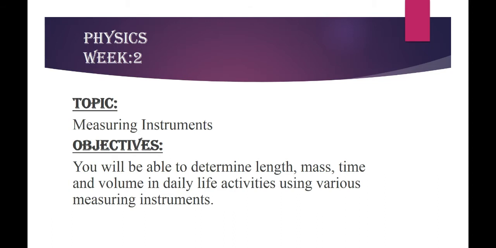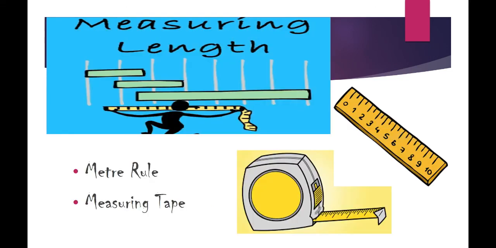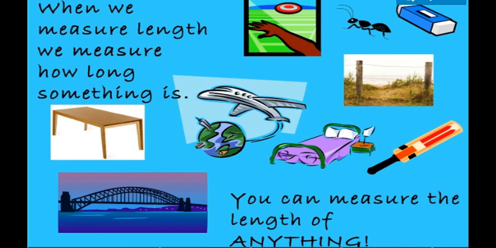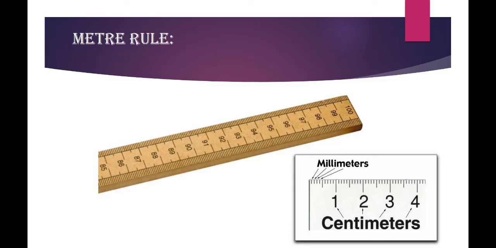At the end of this topic, you will be able to determine length, mass, time, and volume in your daily life activities using various measuring instruments. So we are going to talk about length measuring instruments, that are the meter rule and the measuring tape. Meter rule. A meter rule is used to measure the length of an object or the distance between 2 points.